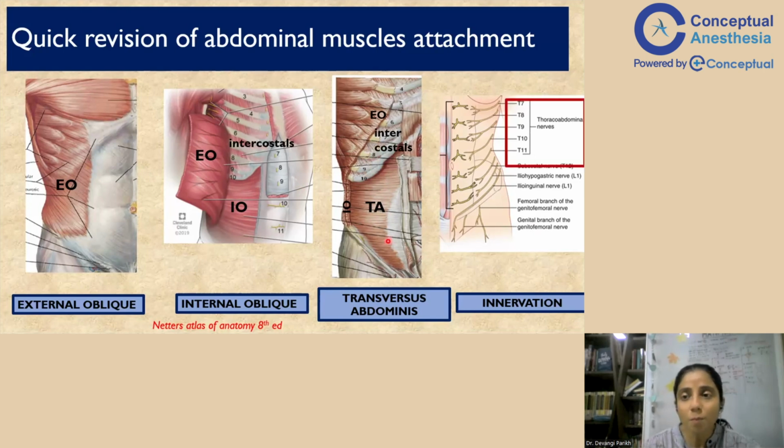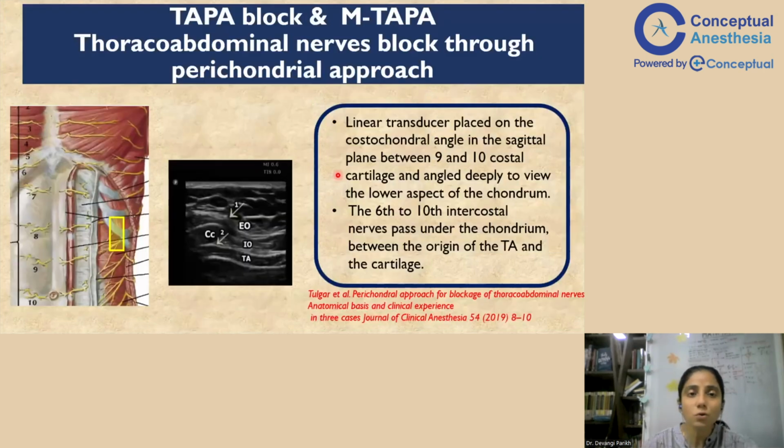So the upper abdominal wall is supplied by T7, T8, T9, T10, and T11. And these are the thoraco-abdominal nerves. All right. And that is what we are going to be discussing. So coming to the M-TAPA block, it is the modified thoraco-abdominal nerve block through perichondrial approach. Okay, so thoraco-abdominal nerve blocks means T7, T8, T9, T10, and T11. So we are blocking them through perichondrial approach. So this was invented by Tulgar et al.